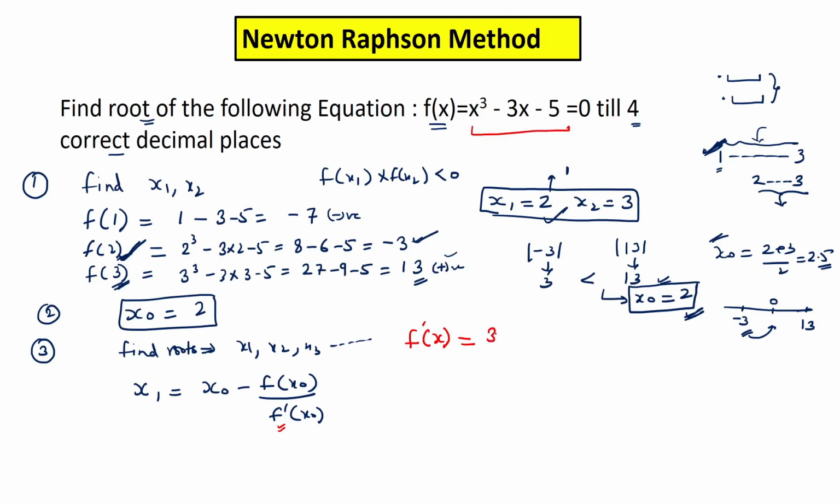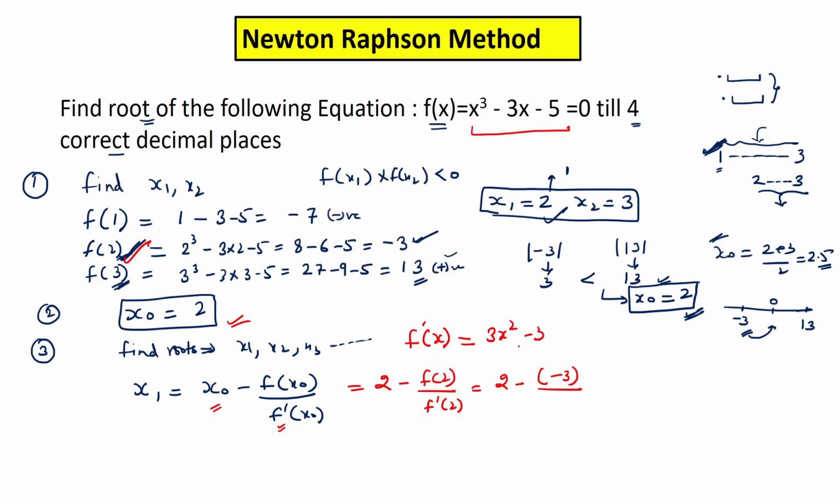So it will be 3x² minus 3. Okay, so let's find the value of this thing. So x0 is this 2, and f of x0, that is f of 2, and this will be f dash 2. So this will be 2 minus, what is the value of f of 2? It is minus 3. Okay, and what is f dash 2?